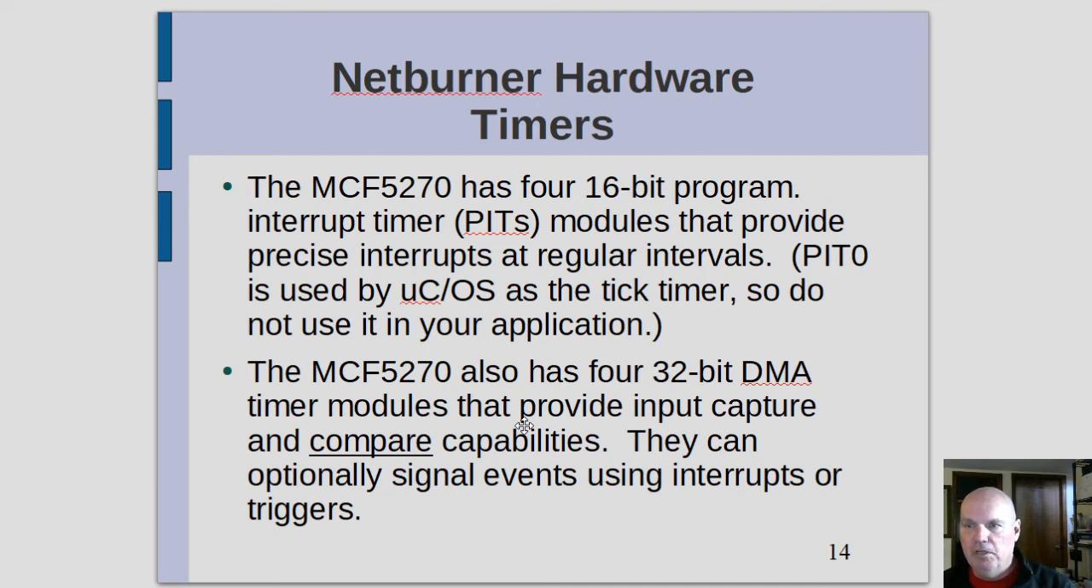There are 4 16-bit programmable interrupt timers that provide precise interrupts at regular intervals. The first one, the 0 timer, is actually used as the tick timer, so make sure you don't use that in any of your applications. It also has 4 32-bit DMA timers that provide input capture and compare capabilities. They can optionally signal events using interrupts or triggers.